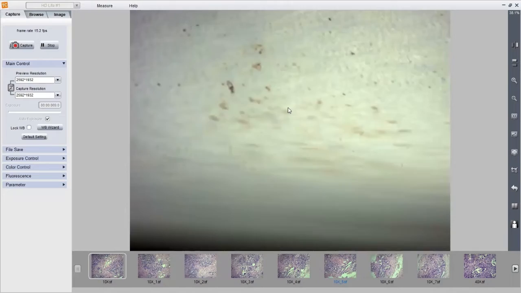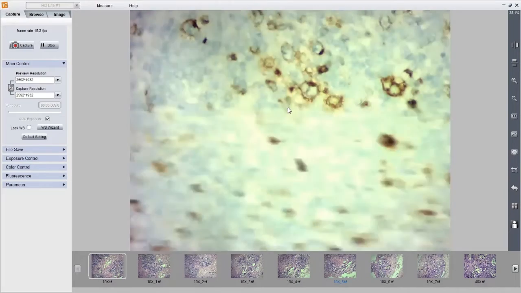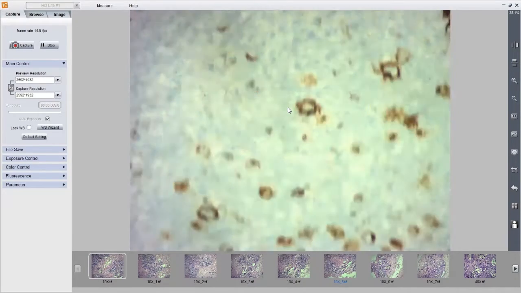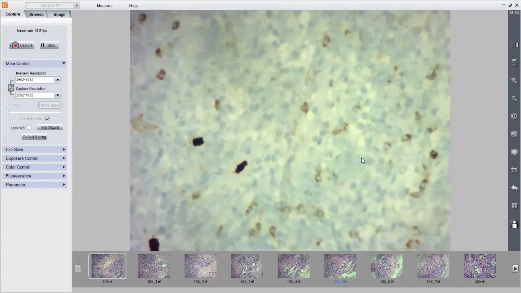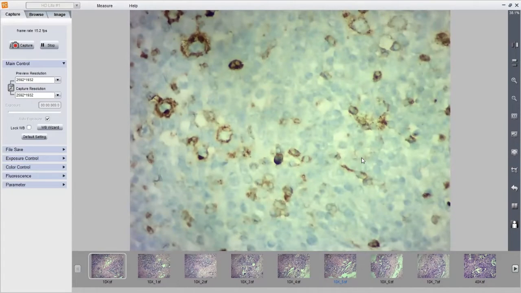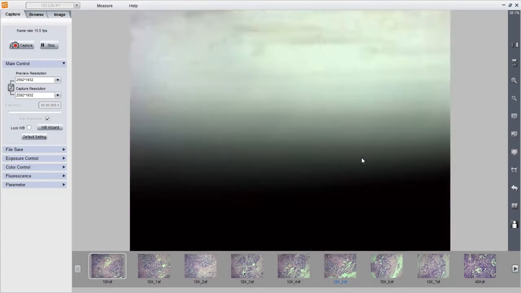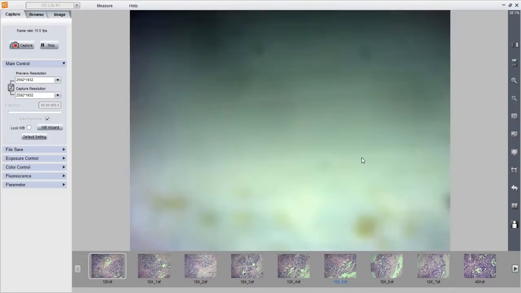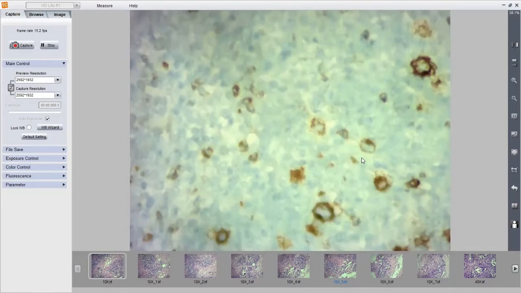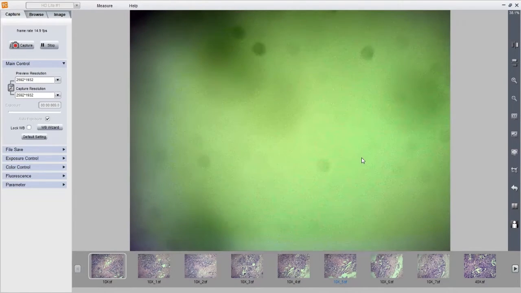Beautifully positive CD15. And this is showing a Golgi-like staining. I'm so happy with this stain. CD15 positivity. It's clear. Okay. So again, what is the diagnosis here?